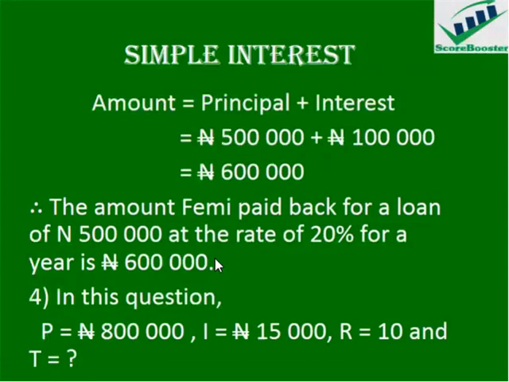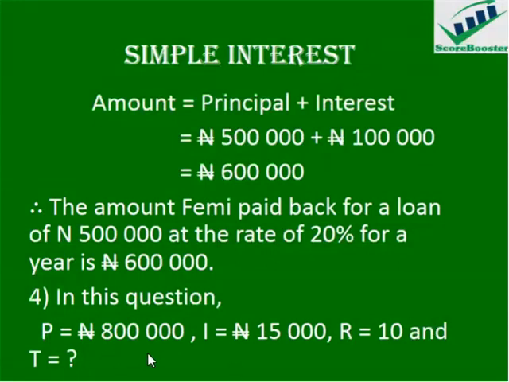So now we know that what we have to obtain is the time. We were given the principal to be 800,000, the interest that principal earned for that period, which we don't know, is 15,000, and the rate is 10% per annum. So these are the parameters needed. P is 800,000, interest is 15,000, R is 10, and T is unknown.